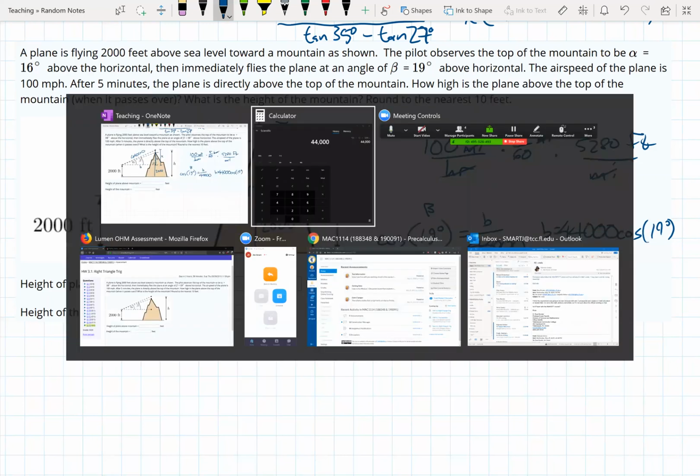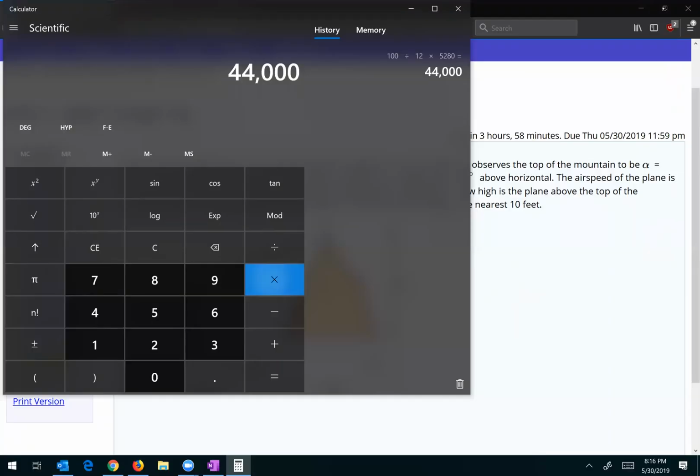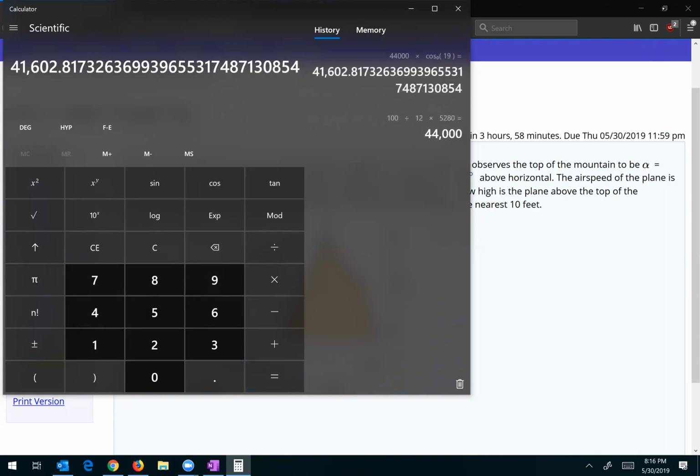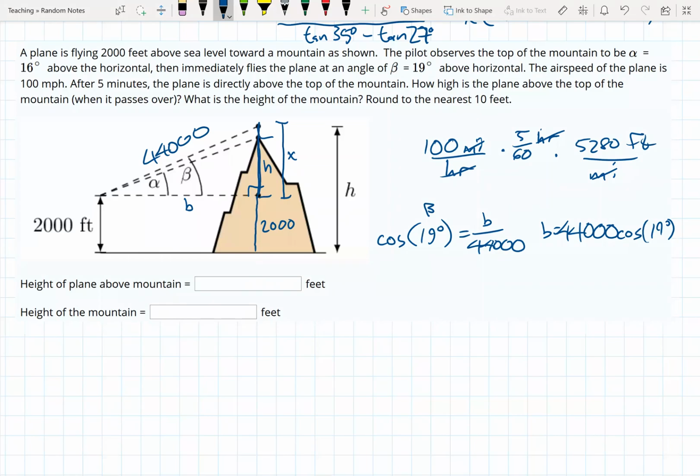So if I go back to my little calculator, so that's times, where's my cosine? Up here. Oh, there it is. Times, I'm in degree mode, 19 cosine, I think is how I have to do that, yeah. Equals, so 41,603. Since I'm going to round to the nearest 10 feet, rounding this to the nearest foot should give me plenty of accuracy. So 41,603 is the base. I'm going to erase the b now. Well, I'll just write it to the left of the b, 41,603.